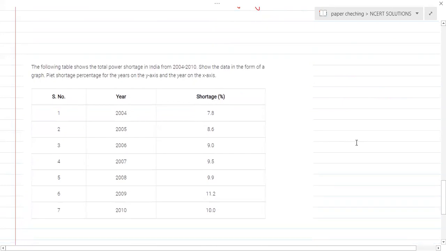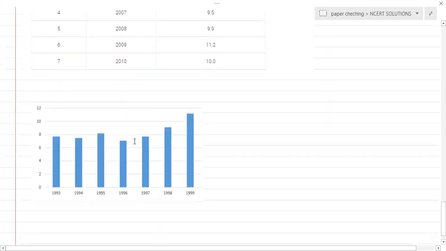Now the last question here is, the following table shows the total power shortage in India from 2004 to 2010. Show the data in the form of a graph. Plot shortage percentage for the years on the y-axis and the years on the x-axis. Okay, so this is plot. Plot shortage percentage. So I've drawn this. Look, the percentage here is on the y-axis as asked, and these are the years on the x-axis. And the graph would look something like that.